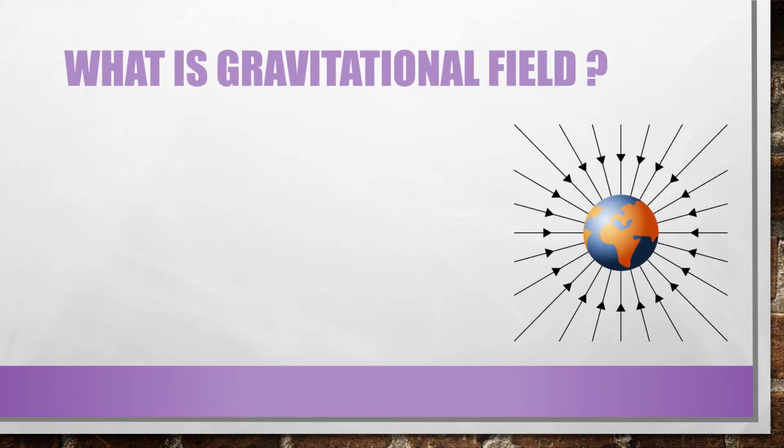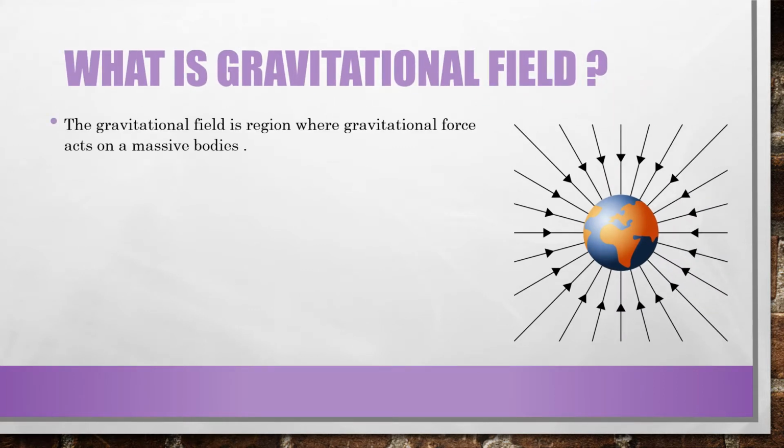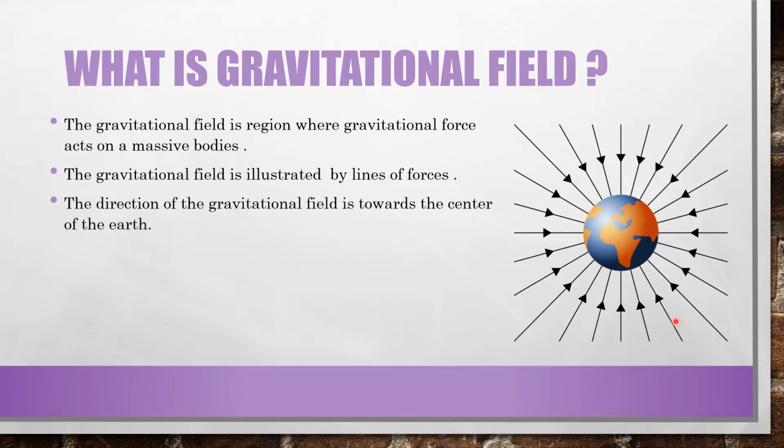What is a gravitational field? A gravitational field is a region where gravitational force acts on a massive body. The gravitational field is illustrated by the line of forces. The direction of the gravitational field is towards the center of the Earth.